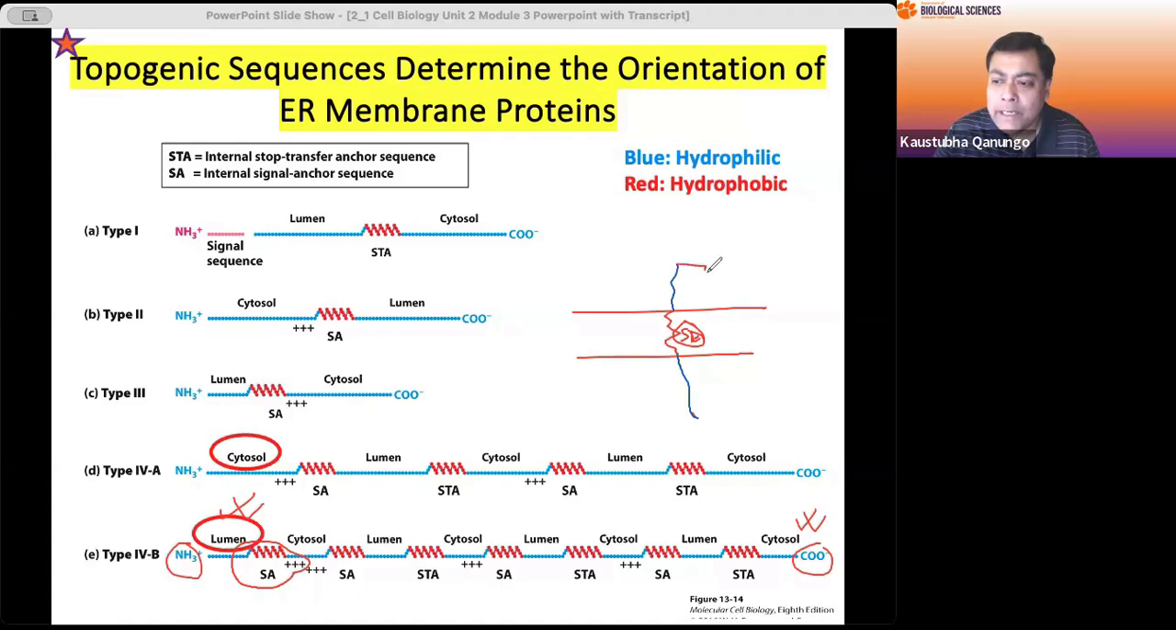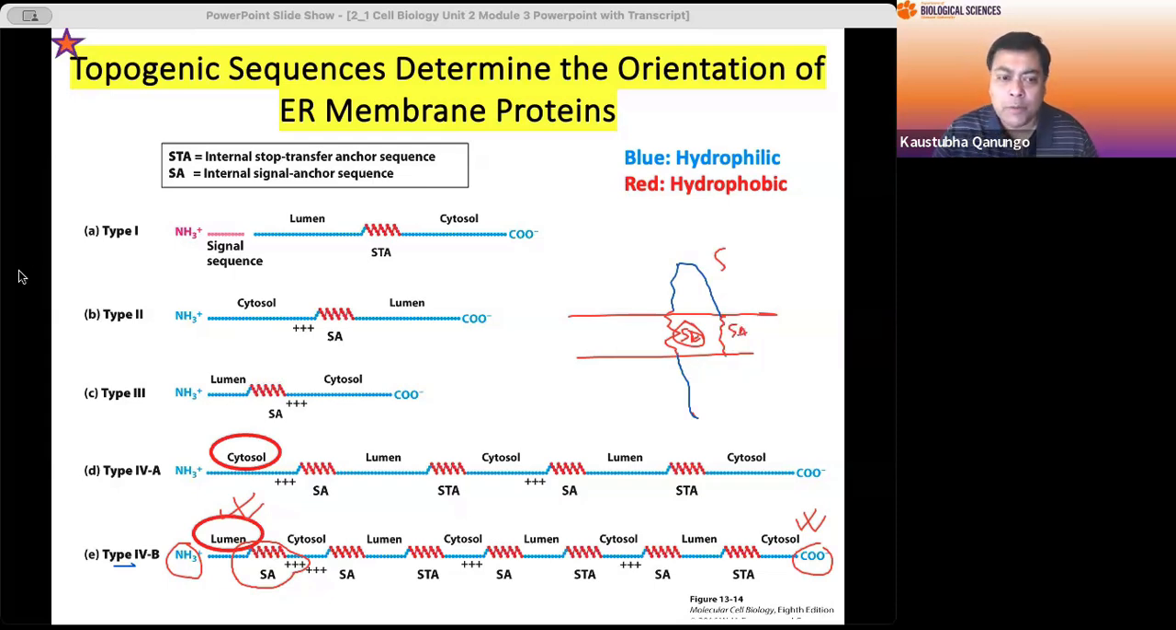And now the next signal comes out. Someone has to get this signal to the membrane protein again. So this one is also an SA. So this one will, again, if I just redraw this back again, this will be right here. I'm drawing the type 4B. You have the second SA sequence, SA, and now it will be the same.